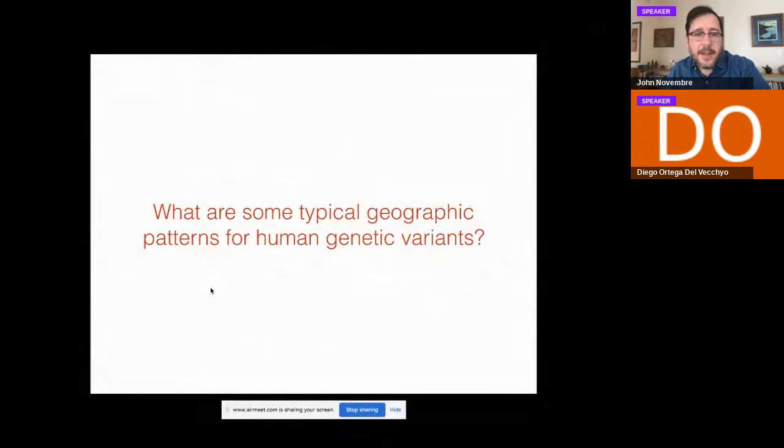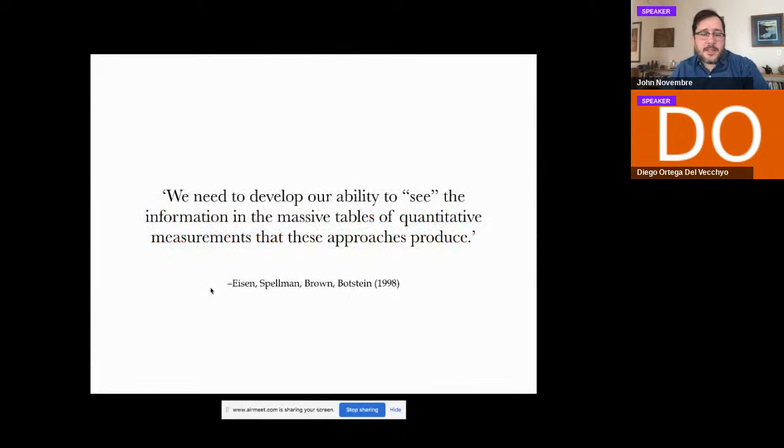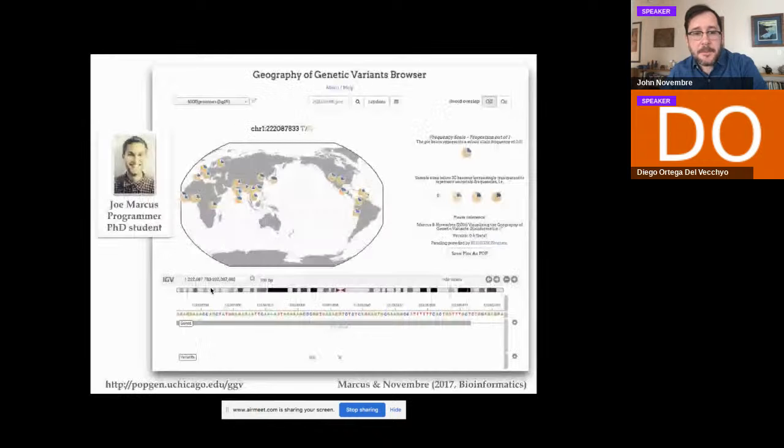What are some typical geographic patterns for human genetic variants? That's the challenge. And I like this quote from a paper by Michael Eisen and colleagues from the early days of genotyping arrays, where they recognized that the technology had gotten so large that the main challenge and product of their paper was to address this quote. We need to develop our ability to see the information in the massive tables of quantitative measurements that these approaches produce. Right? Data visualization and genomics go hand in hand from the very beginning.